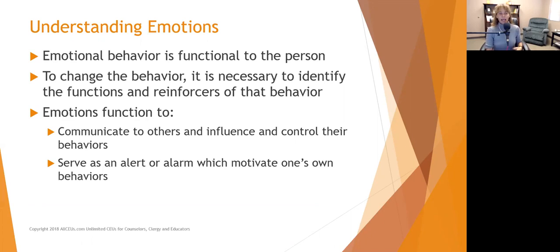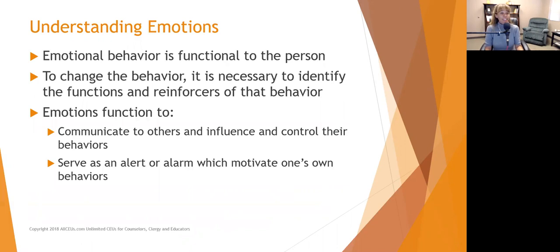And so one thing we can do in this exercise is have clients identify the function of different emotions. So again, you can do the flip charts around the room if you want to and have a different emotion on each one, but have them identify what is the function of that emotion for them. When they get angry, what's the end goal? What are they trying to get?